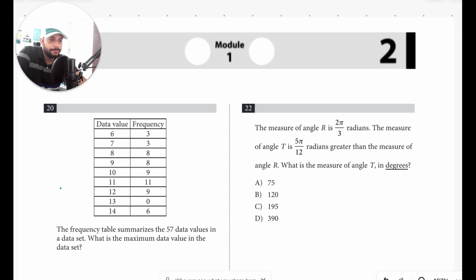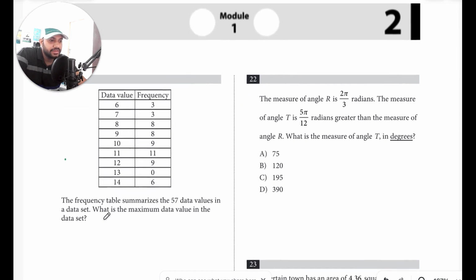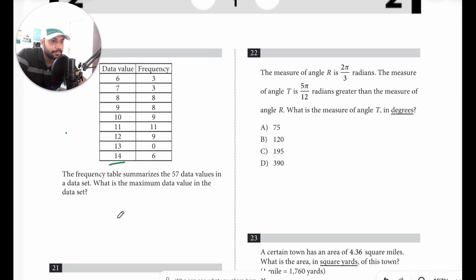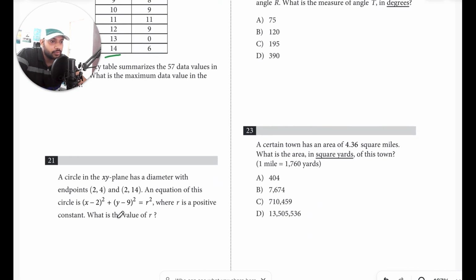Question number 20. The frequency table summarizes the 57 data values in a data set. What is the maximum data value in the data set? The maximum is 14. 21. A circle in the xy-plane has a diameter with endpoints given. An equation of the circle is given, where r is a positive constant. What is the value of r?